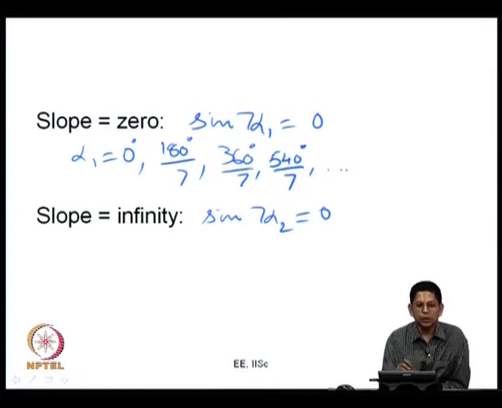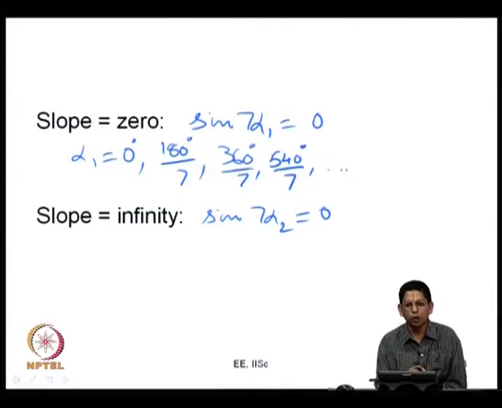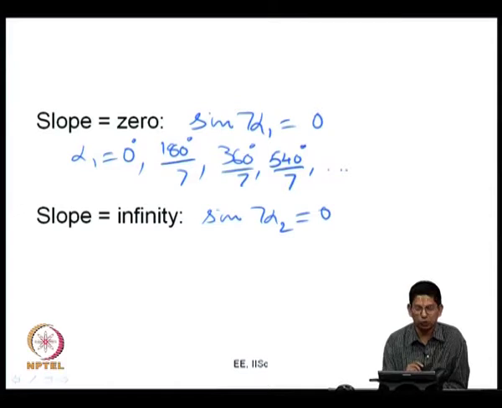So, for these various values of alpha 1, you find out the corresponding values of alpha 2, and at all those points you will find that this V 7 is equal to 0 contour has 0 slope.